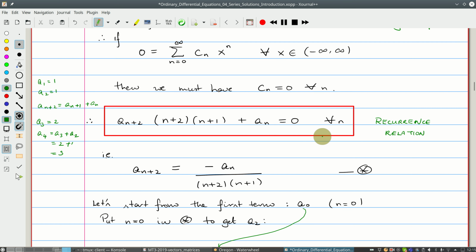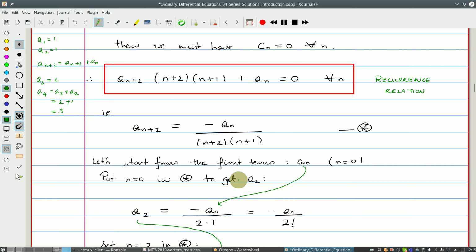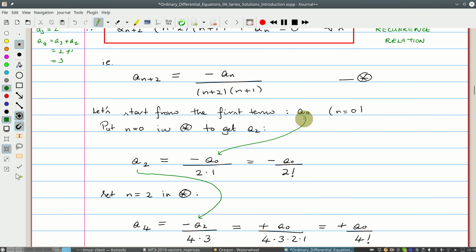Here we have a different kind of recurrence relation. And you can write it explicitly now. You can write a_(n+2) is equal to minus a_n divided by (n+2) times (n+1). We're going to use this form of the recurrence relation. So we start with the first term, and let's start with a0. That means we put n is equal to 0 on this side. We get a0 here. Now we don't know what a0 is, but once we start with some value of a0, then we can get a2. Because if I put n is equal to 0 here, then on the left hand side we have a2. That's equal to minus a0 divided by 2 times 1, or it's minus a0 divided by 2 factorial.